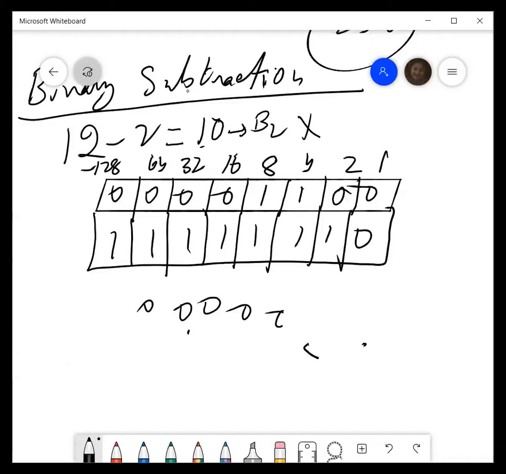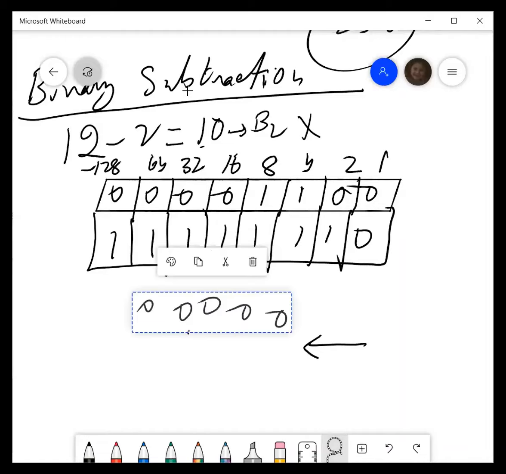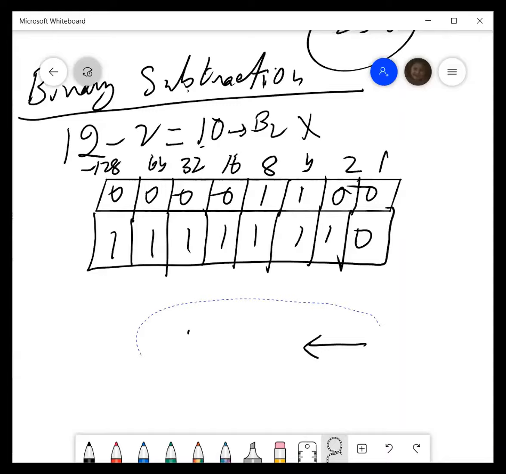My computer has gone a little slow. Sir, you have written 12 minus 2. One minute, my computer is not responding. Yes, what are you saying? Sir, you wrote 12 minus 2 instead of 128 minus 2. This is 12, and this is minus 2.